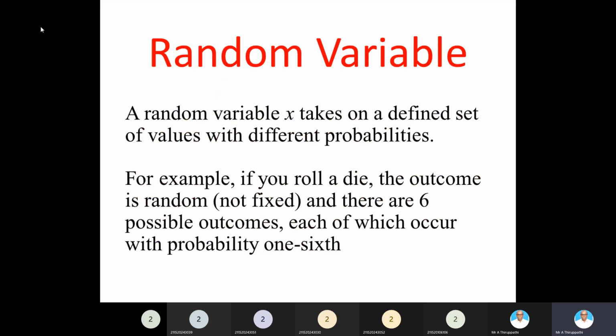First, we have discussed the definition of random variable. A random variable is nothing but the outcome of an experiment assigned a real number. By proper definition, a random variable x takes on a defined set of values with different probabilities. For example, if you roll a die, the outcome is random, not fixed, and there are six possible outcomes, each of which occurs with the probability 1/6.